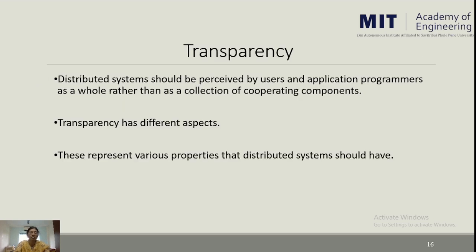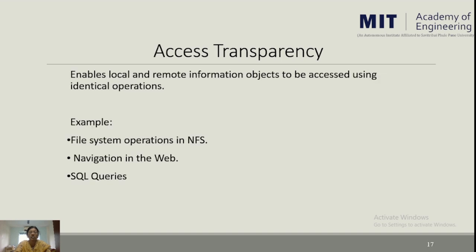Transparency. Distributed systems should be perceived by users and application programmers as a whole, rather than as a collection of cooperating components. There are different types of transparencies. Access transparency enables local and remote information objects to be accessed using identical operations. Example, SQL queries, navigation in the web, and NFS.